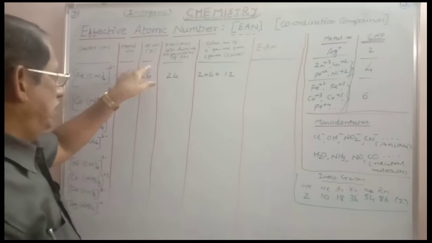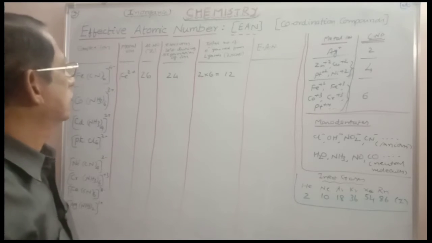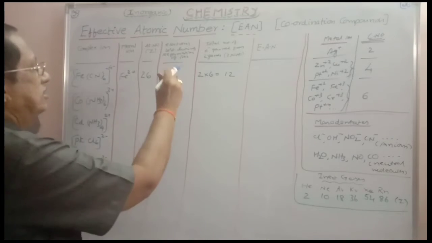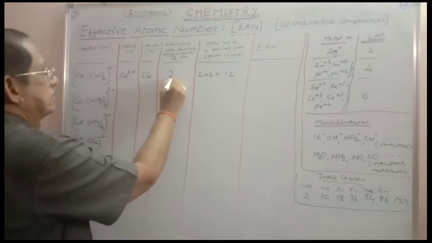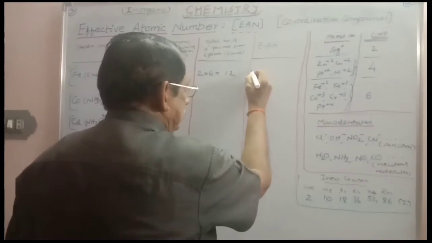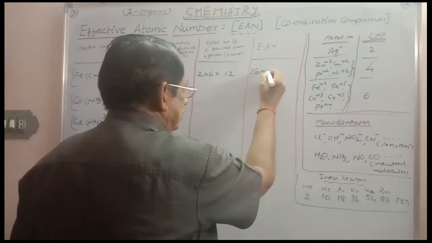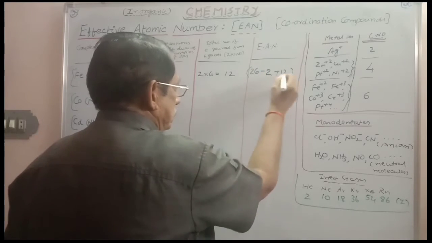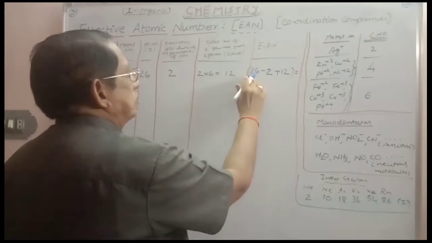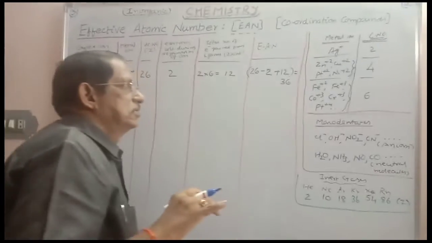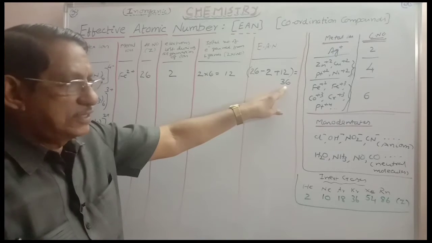So here the electrons lost is only 2. So what is the effective atomic number? Atomic number 26 minus electrons lost during the ion formation 2, plus 12. How much is it? 24 plus 12, 36. 36 is the effective atomic number for the metal ion.